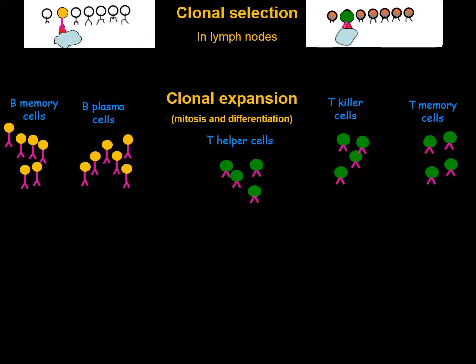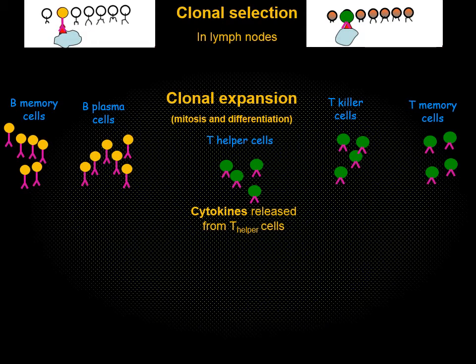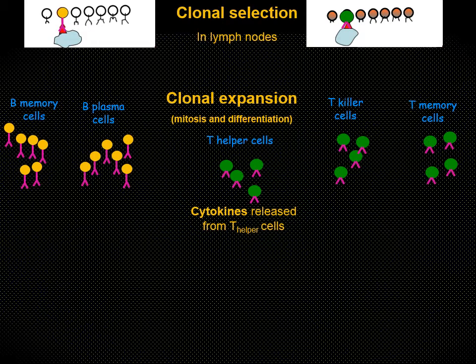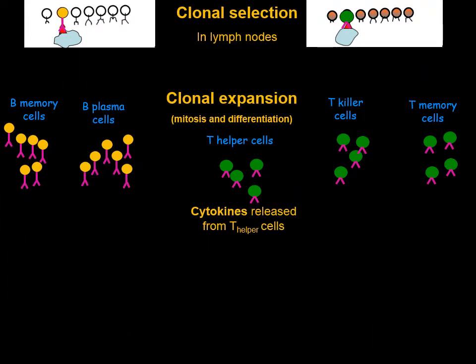Now, the B plasma cells will not release antibodies until a second signal. That signal comes from the T helper cells, which release chemicals called cytokines. Those cytokines will stimulate the B plasma cells to continue dividing and differentiating and go on to release lots of antibodies. Those antibodies will circulate in the blood and they will bind to complementary fitting antigens, be it on pathogens or also infected cells.